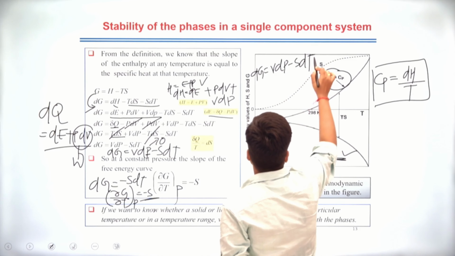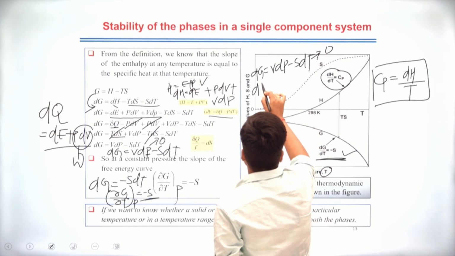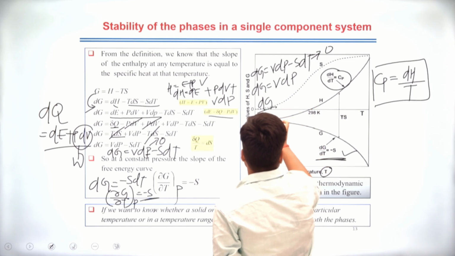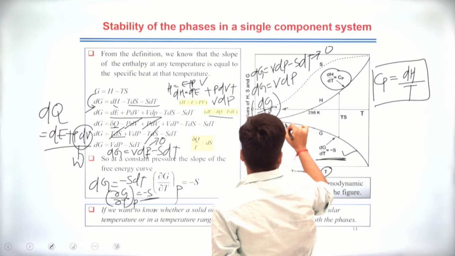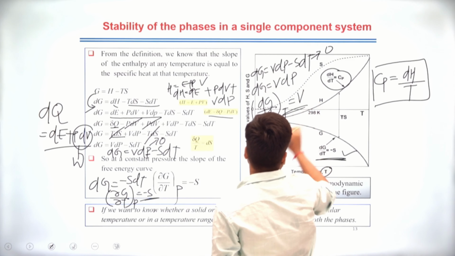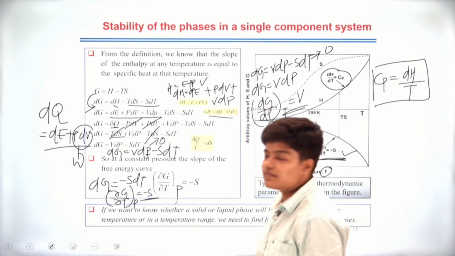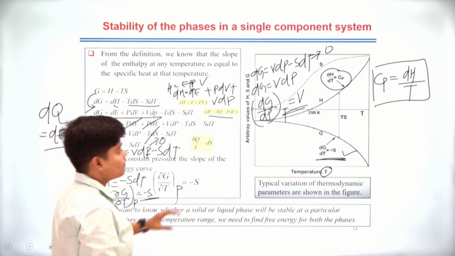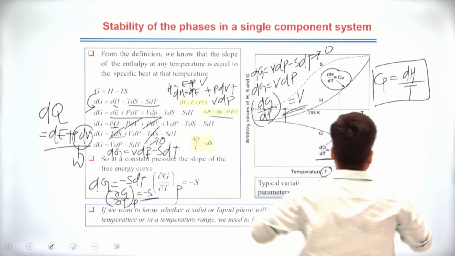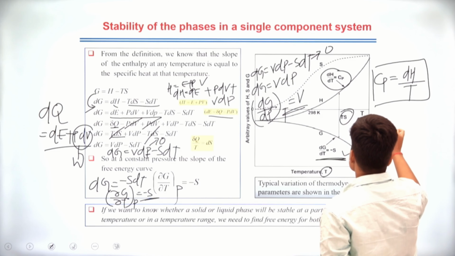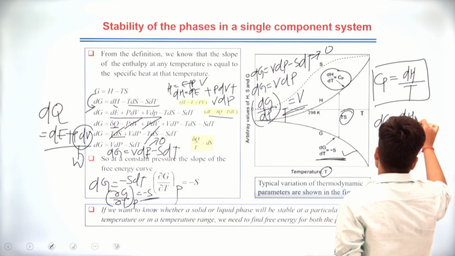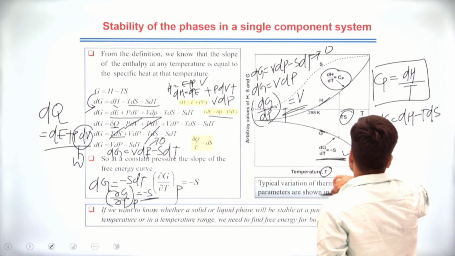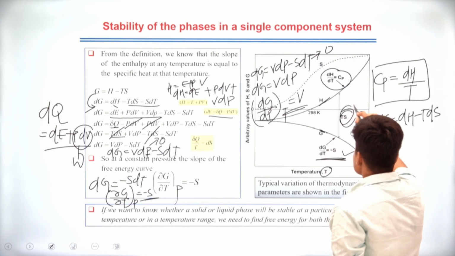From this equation, we can derive another equation, that is dG is equal to VdP minus SdT. At constant temperature, this term will be 0. So dG will be VdP. At constant temperature, dG by dP will be the volume. From this equation, we can derive the two new equations at constant pressure and at constant temperature. And the difference between these two slopes is known as TS, because dG is equal to dH minus TdS. So this is the enthalpy and this is the free energy term, and from the difference between the two slopes we get TS.